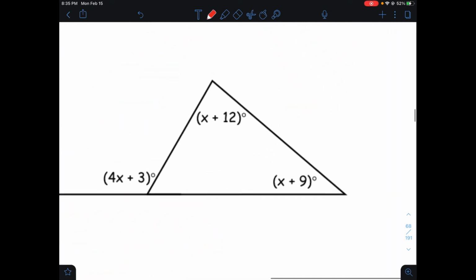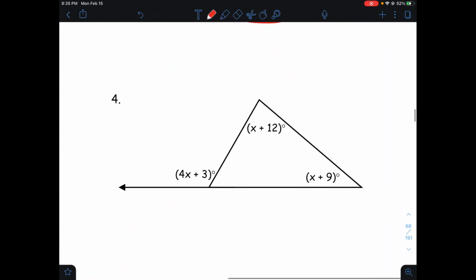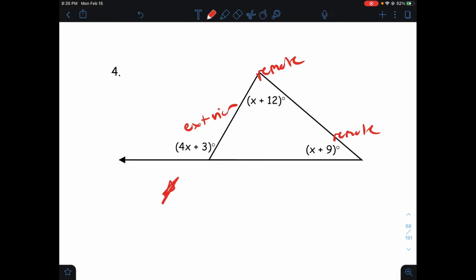I don't really know if we could label these as a special angle pair, looking at number 4. But we can apply a theorem that we know, and we have a remote angle and an exterior angle. So we know that the two remote angles should add up to equal the exterior angle. So go ahead and solve for x.